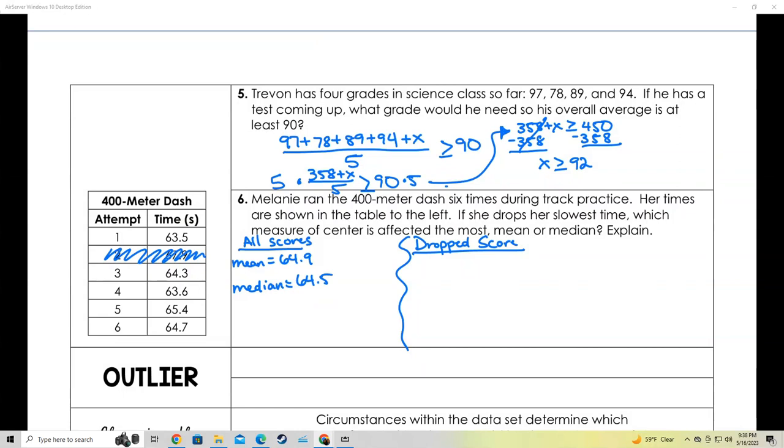Now, when I find the mean, I'm still going to add up all the numbers, but there's only 5 numbers to add up. I'm going to add up this one, this one, this one, this one, and this one. Then I'm going to divide by 5, not 6, because again, there's only 5 numbers now. The second attempt got erased, so there's only 5 numbers to work with. When I do that, the mean actually went down to 64.3.